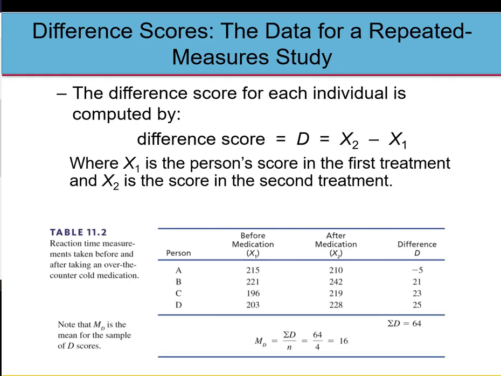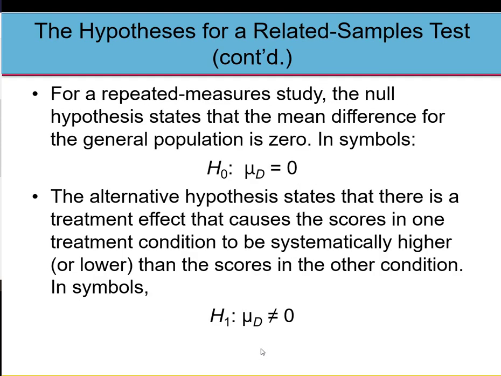All right, so the difference score for each individual is computed by just subtracting time 2 minus time 1, where x1 is the person's score in the first treatment and x2 is the score in the second treatment. So you can see before medication, after medication, the difference. We would sum this difference score, divide by the sample size to get the mean difference. And then we would do a t-test on that mean difference, but the computer will do that for us.